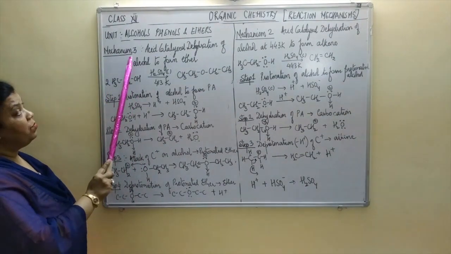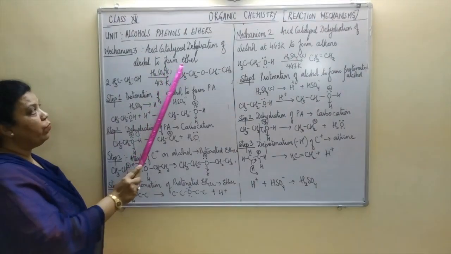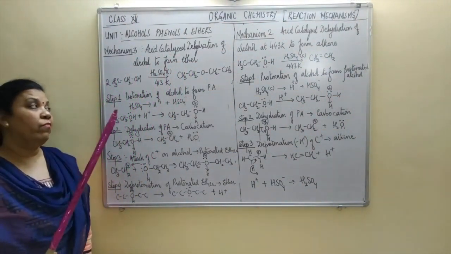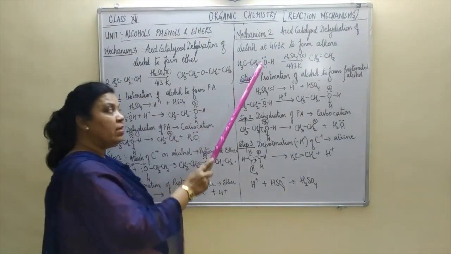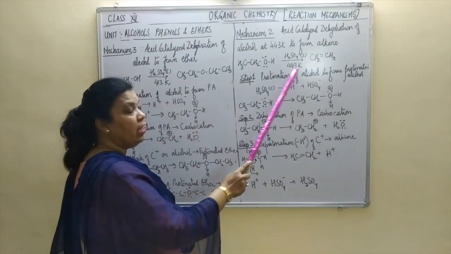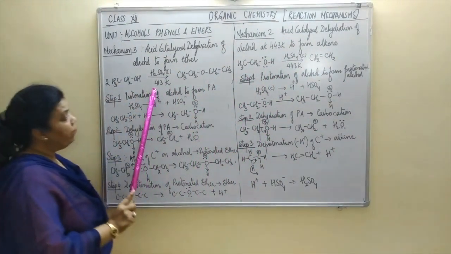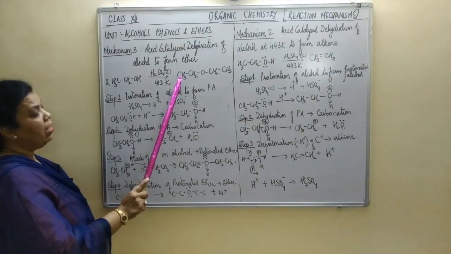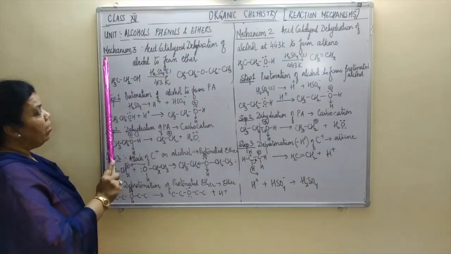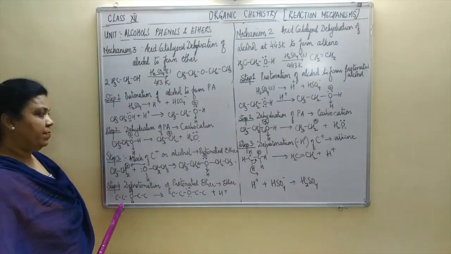The last mechanism in this series is acid catalyzed dehydration of alcohol to form ether. This occurs at a temperature of 413 Kelvin. Just now we discussed that alcohols on dehydration at 443 Kelvin result in the formation of alkenes, whereas at 413 Kelvin they form ethers as the major products. Now, if you look at this mechanism, it involves 4 steps.